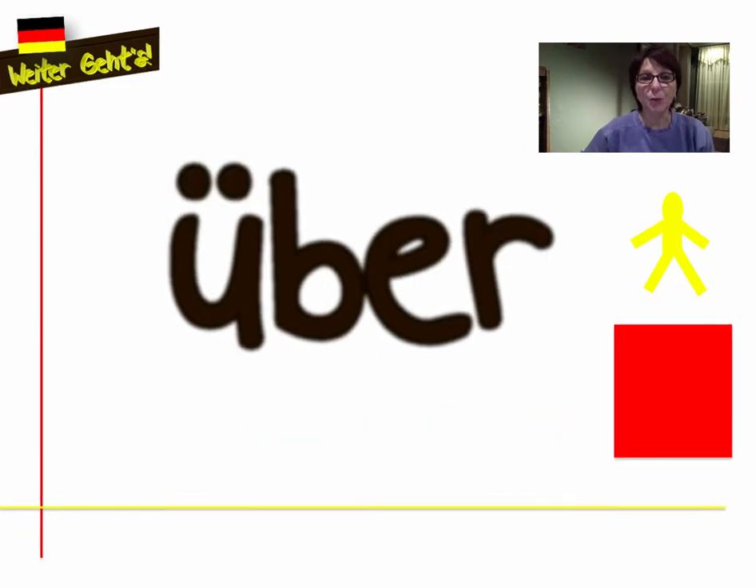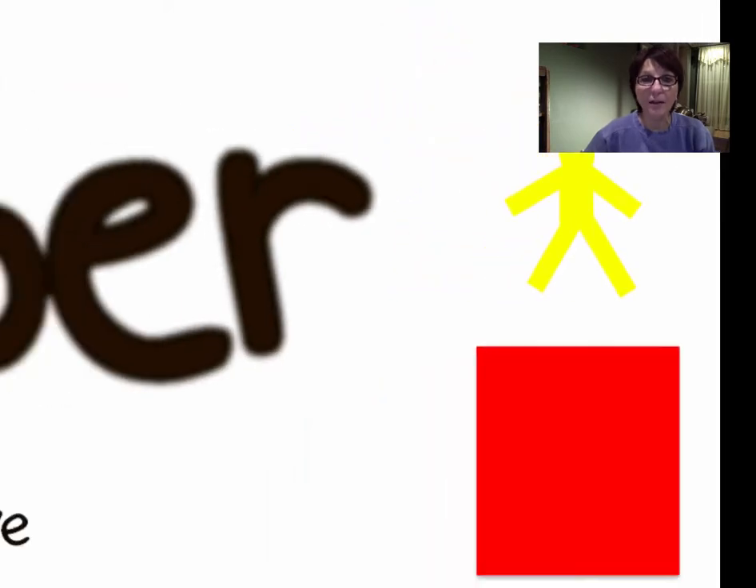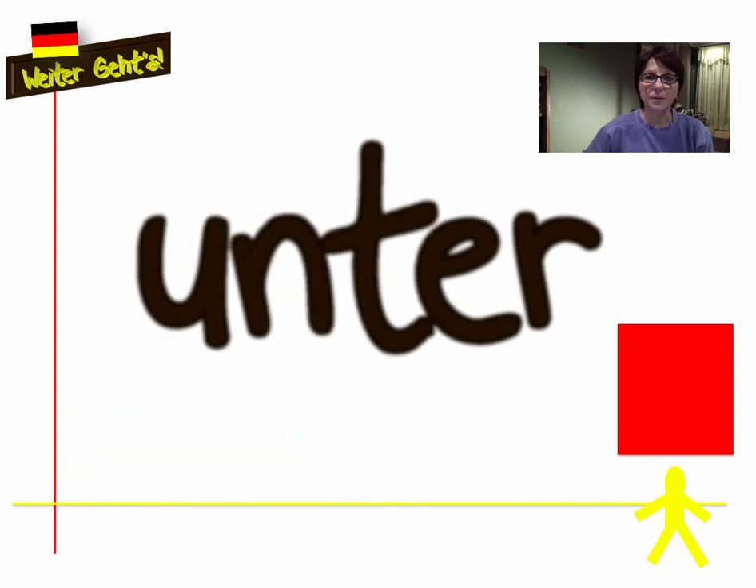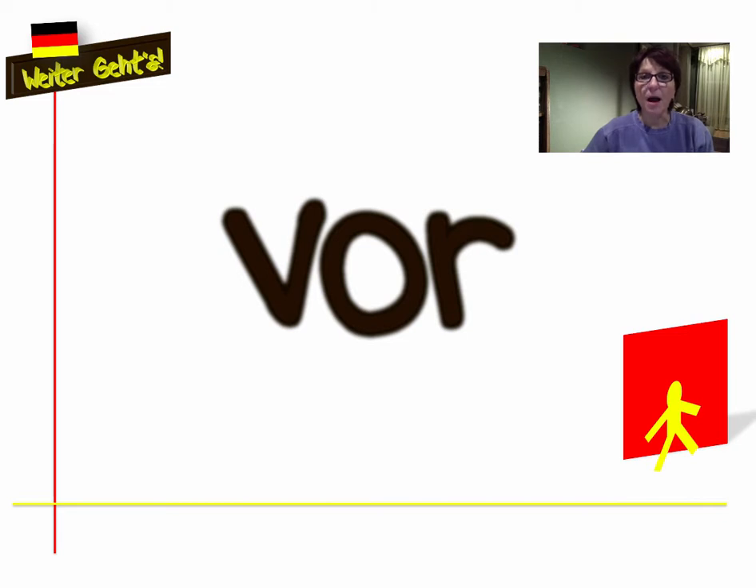Next preposition is über. Über is above. Not very difficult because we really use the same words in English, over and above, for both location and movement. Next one is unter. Also very easy. In addition to being a cognate, under and unter, so very simple.